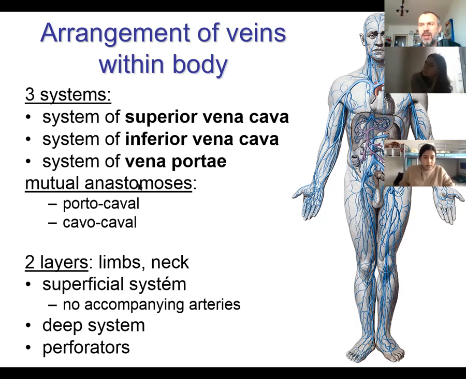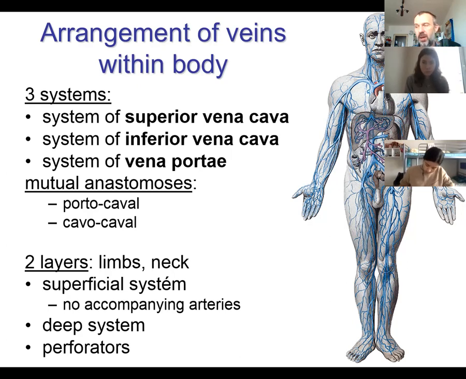And then these anastomosis, which are pre-existing, they enlarge and they start to connect these systems. So we can have either portocaval between the portal vein and superior or inferior vena cava, or cavocaval between the superior and inferior caval vein. We will talk about them just at the end.